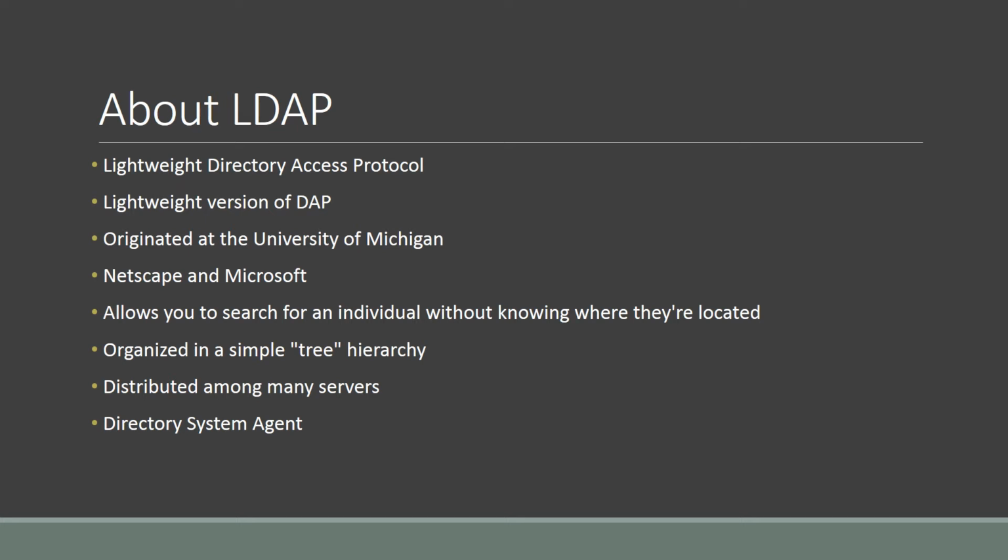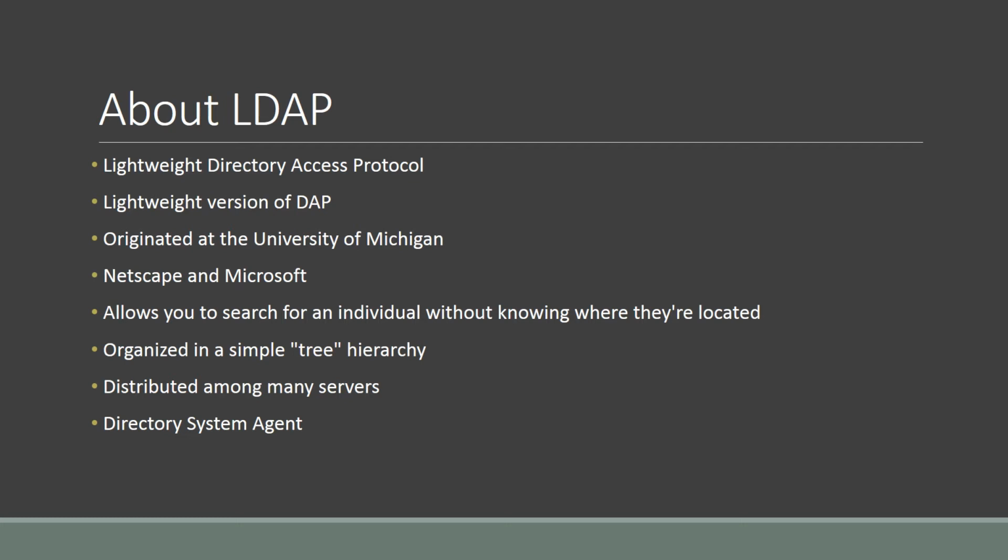In a network, a directory tells you where in the network something is located. So on the TCP/IP networks, which are included in the internet, the domain name system is the directory system used to relate the domain name to a specific network address. However, you may not know the domain name. LDAP allows you to search for an individual without knowing where they're located.